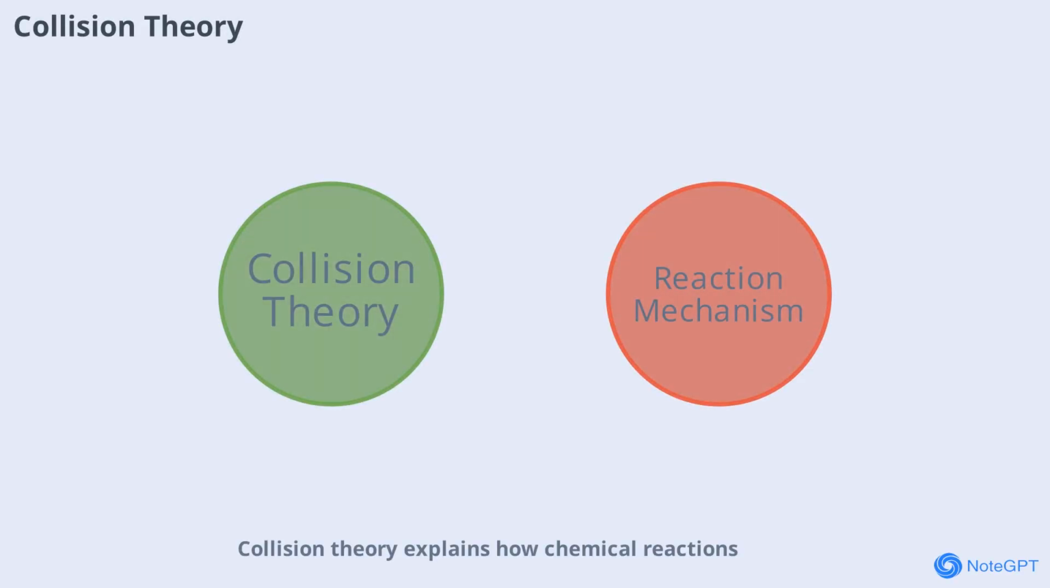Collision theory explains how chemical reactions occur and why reaction rates differ. It states that molecules must collide with sufficient energy and proper orientation to react. We'll discuss the key ideas of collision theory and how it supports the concepts of activation energy and reaction rate.